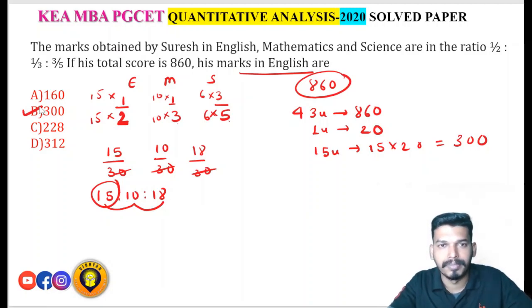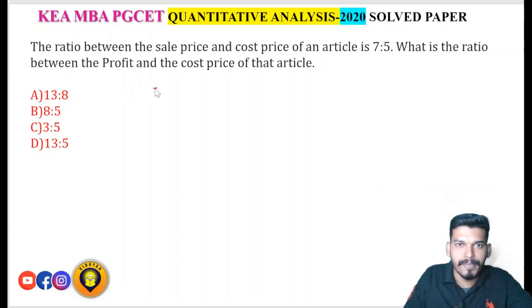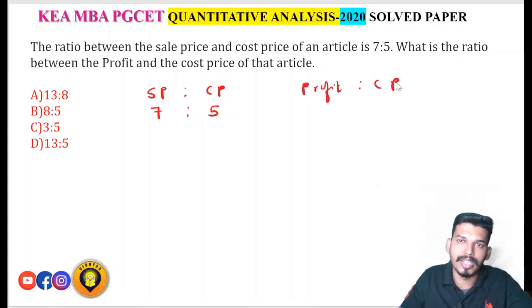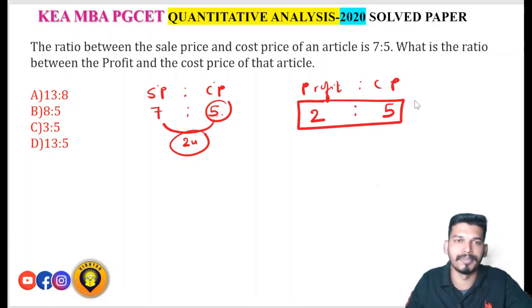Next one. The ratio between the sale price and the cost price of an article is 7:5. What is the ratio between profit and the cost price? Profit and CP. So the ratio between CP and SP is 7:5. The difference is 2 units. The cost is 5 units, and if it is sold for 7 units, that means 2 units is the profit. Therefore profit is 2, cost price is 5. So the ratio between profit and the cost price is 2:5. So it is not given in the options. So this was also the grace marks. So the actual answer is 2:5.